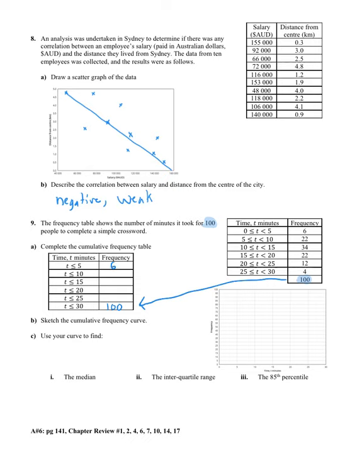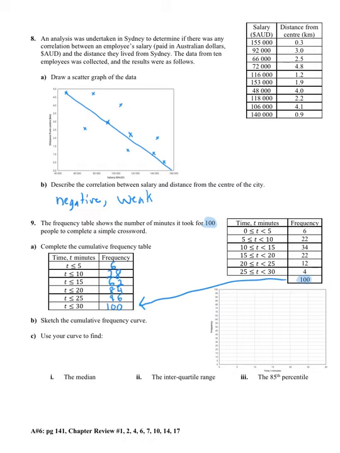We start at 6, and we add 22, so we get to 28. And then we say 28 plus 34 is going to be 52, right? No, it's 62. 62 plus 22 is 84. 84 plus 12 is 96. 96 plus 4 is 100. So that's how we would complete our cumulative frequency table.